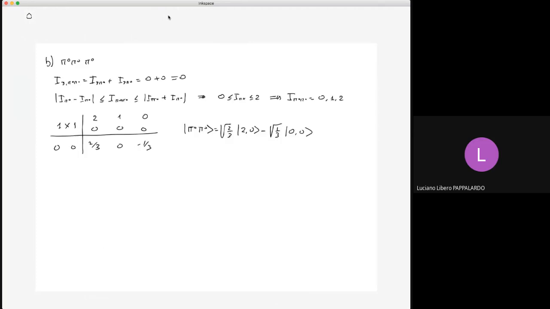Now, let's add the third pi zero. So the total isospin, first component, is the sum of the third component for the two pion system plus this additional pi zero. So this is again 0 plus 0 equals 0. Then we compute the total.